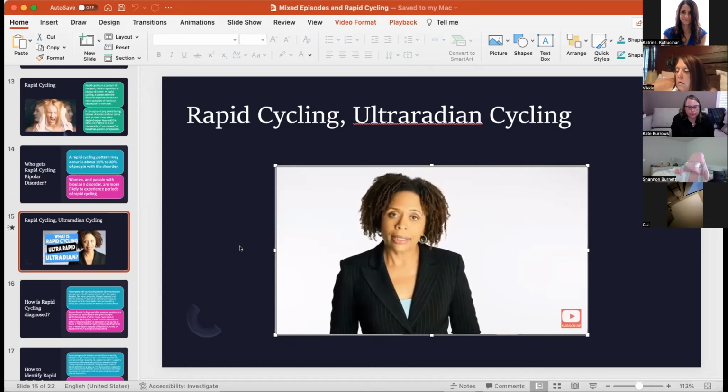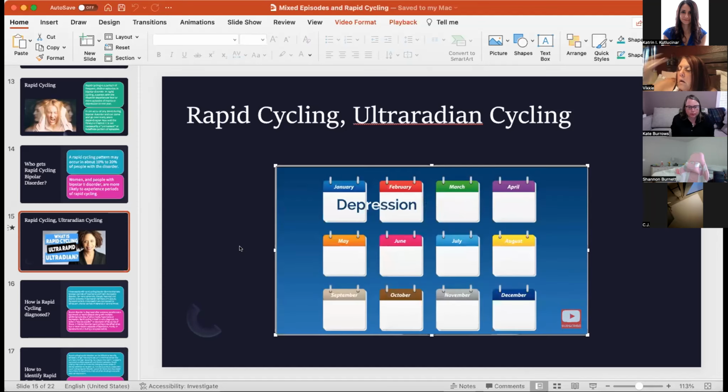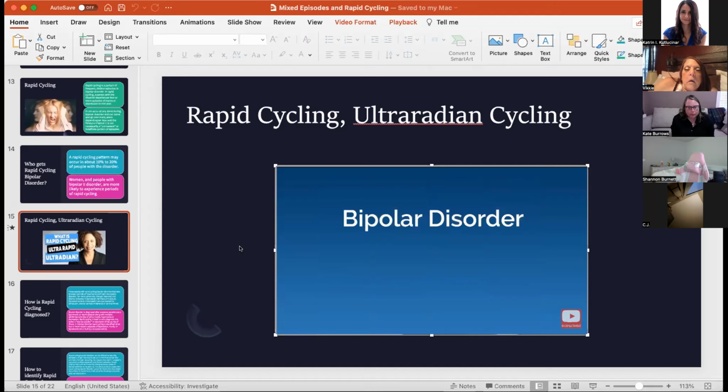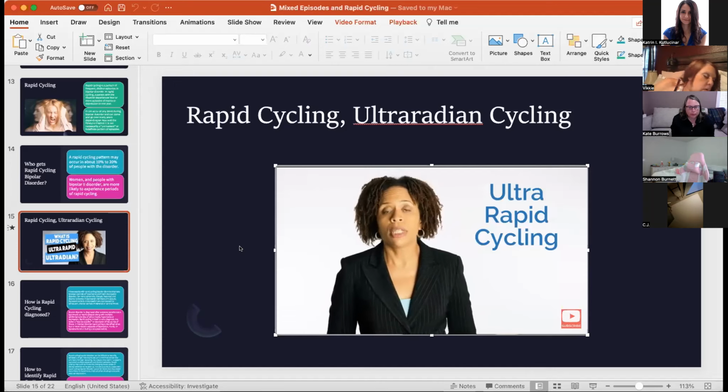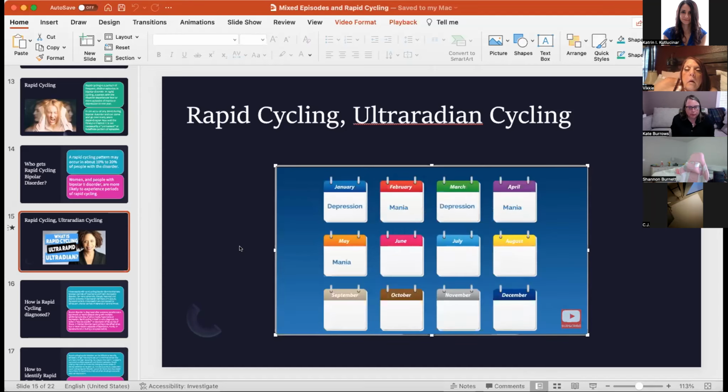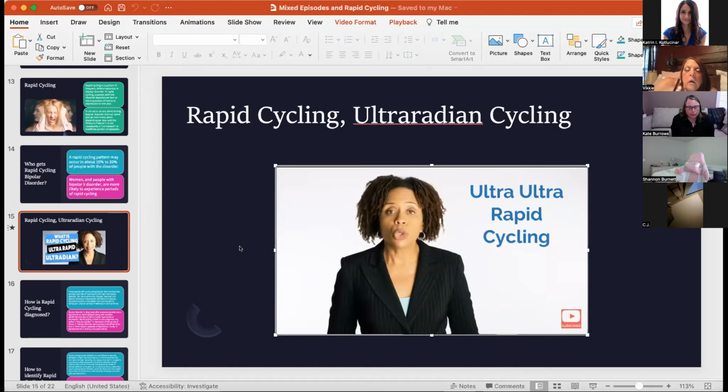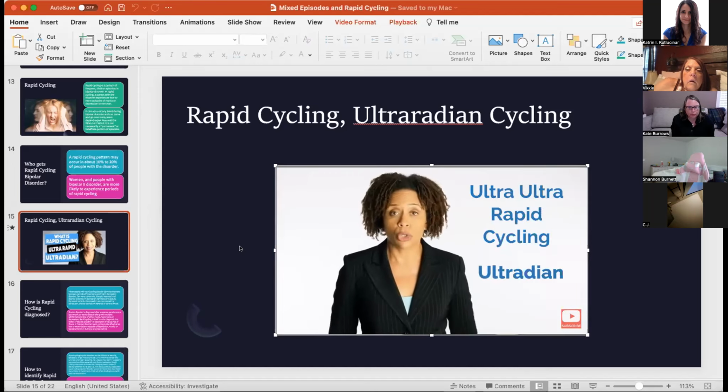So the rapid cycling specifier is added if you have 4 or more episodes of either depression, mania, or hypomania in a year. And if this is the case, then your diagnosis would be bipolar 1 or 2 with rapid cycling. Ultra rapid cycling is not an official term in our diagnostic manual. It's a term that researchers have coined and use to give an even more detailed description of how the illness plays out. People will usually say ultra rapid cycling when a person has mood switches each month. And ultra rapid cycling, also called ultradian, is when a person has mood cycles lasting a day.